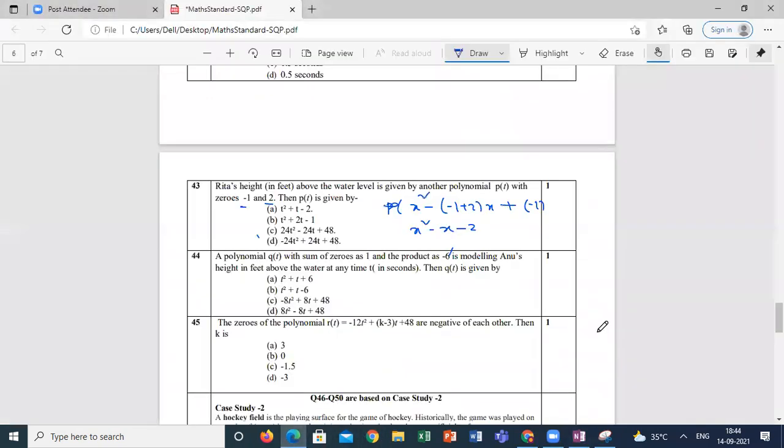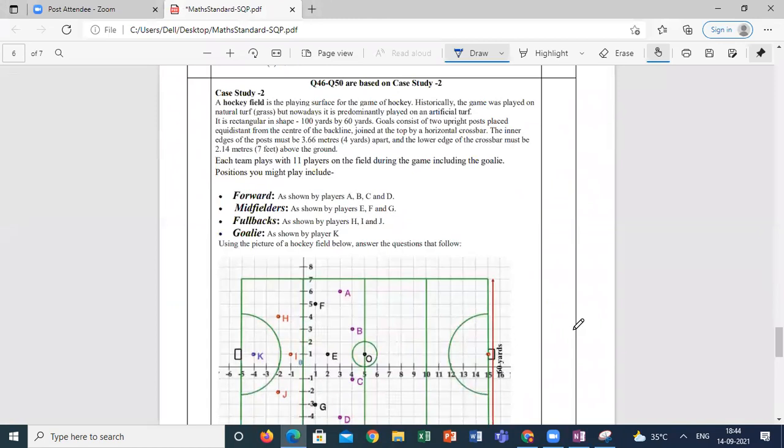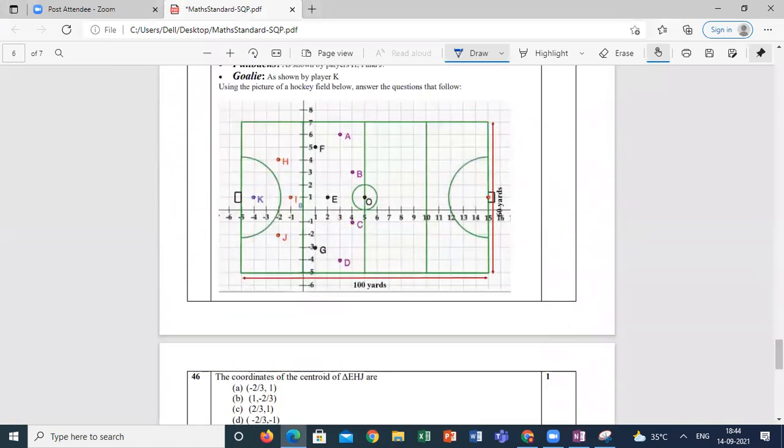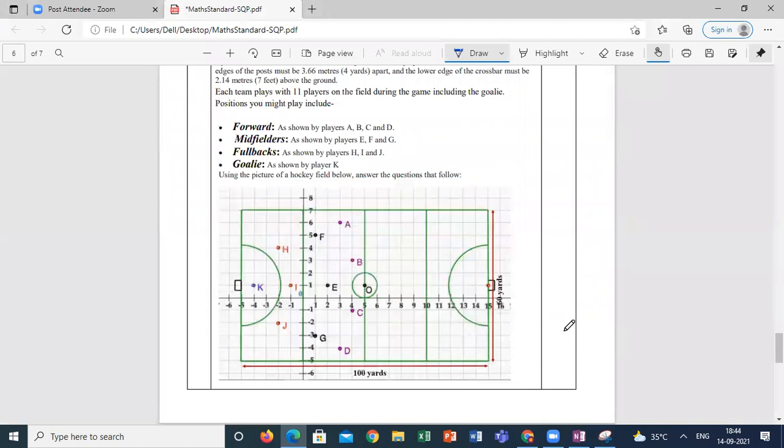The last one is a case study, completely related to coordinate geometry. Forward players are shown as A, B, C, D. Mid players are shown as E, F, G. Fullbacks are H, I, J. As shown, the goalkeeper is K. He is taking the line joining the goal posts as the origin.